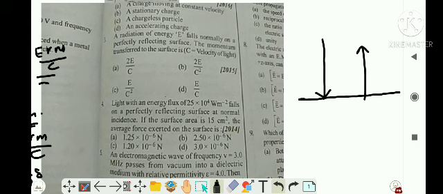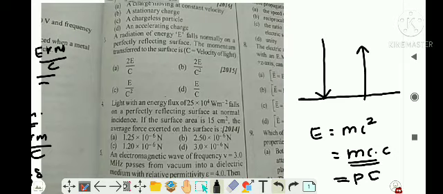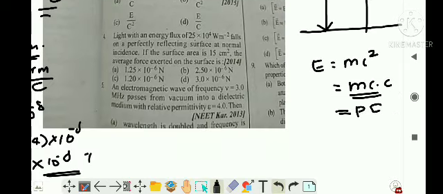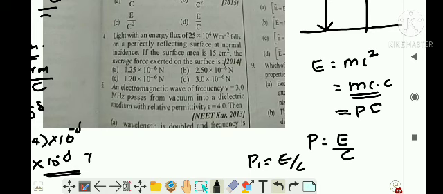So for the momentum, you know energy is equal to mc squared, right? Or I can write mc into c. What is mass into velocity? It is momentum into velocity. Or I can write p is equal to E by c. Now, as the surface is perfectly reflecting, when I consider first momentum, it will be E by c, that is P1 will be E by c, falling. So let's take it as E by c. When it goes back, it will be minus E by c, the direction, right?